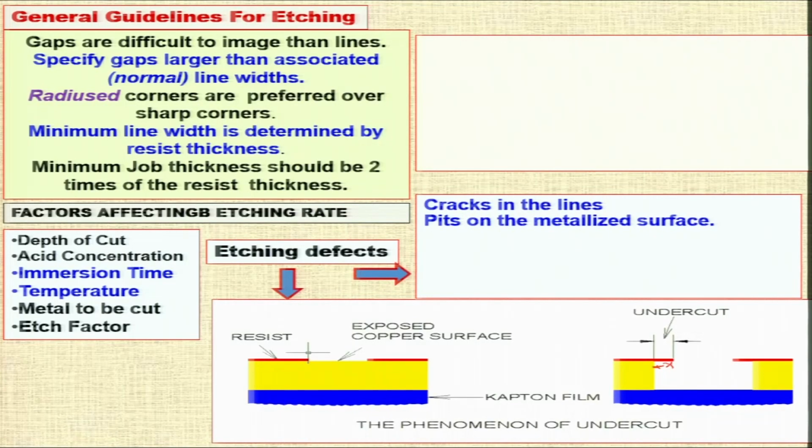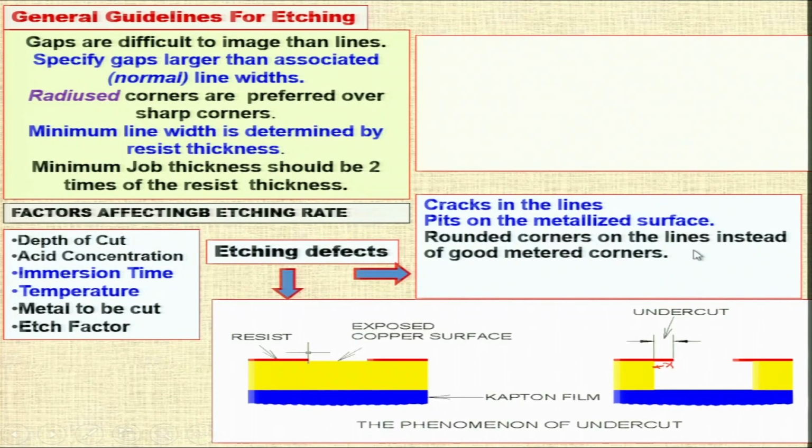Etching defects are there while you are etching. Certain defects are observed in the machined or etched component, like cracks in the lines. They are observed many times. Pits on the metallized surface are also observed. Rounded corners on the lines instead of good mitered corners. Non-uniform line width and undercutting. So these are the defects, or you can say limitations, of the etching process.